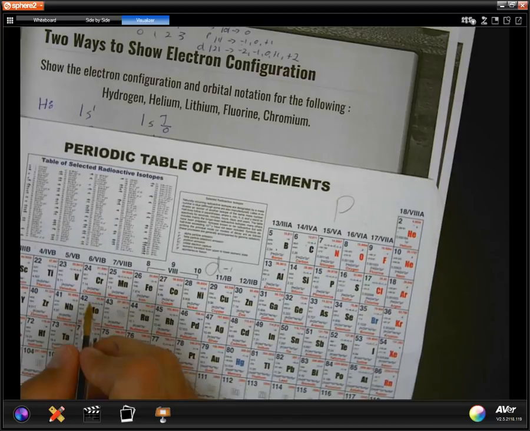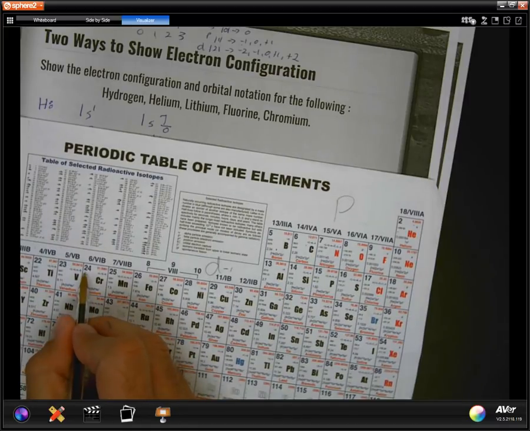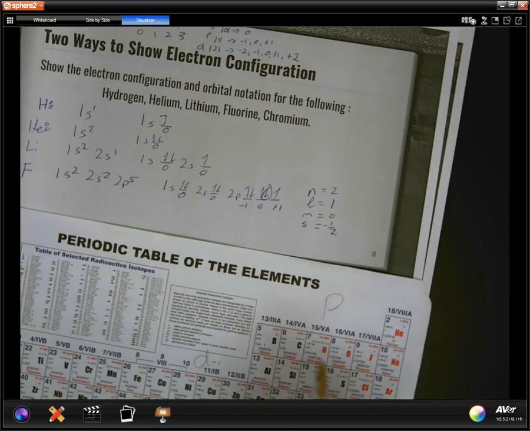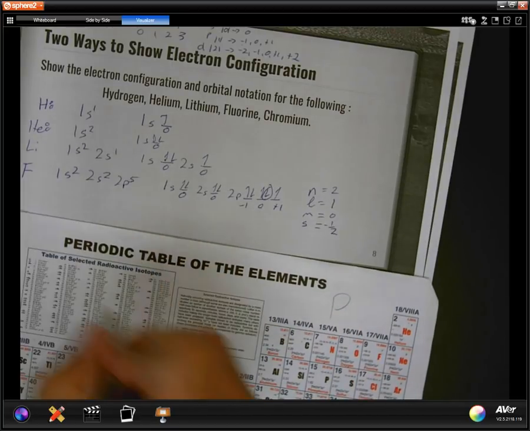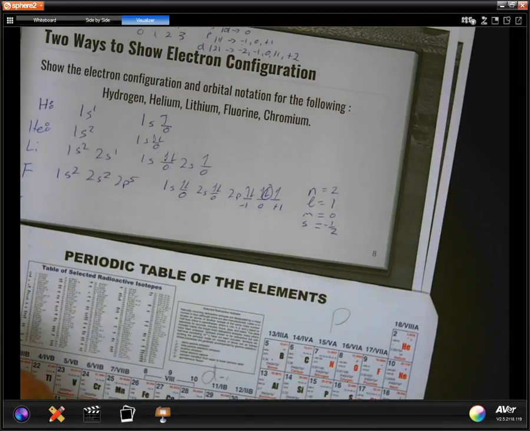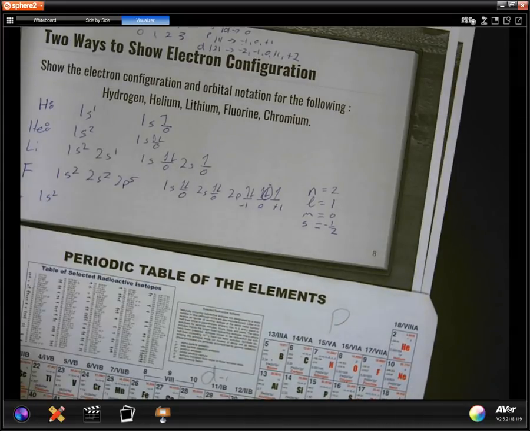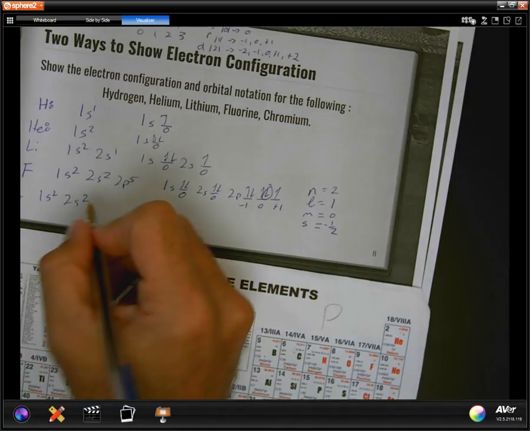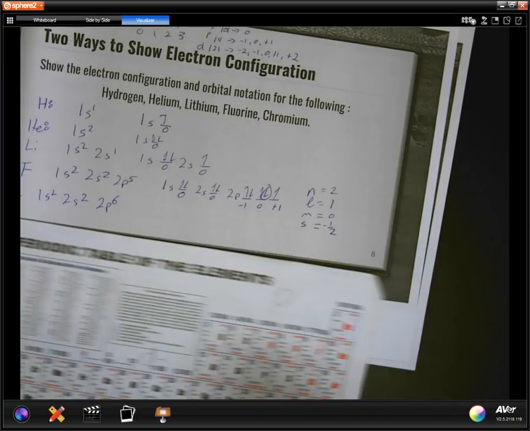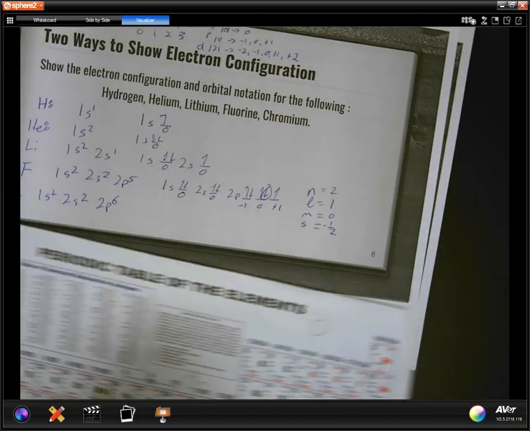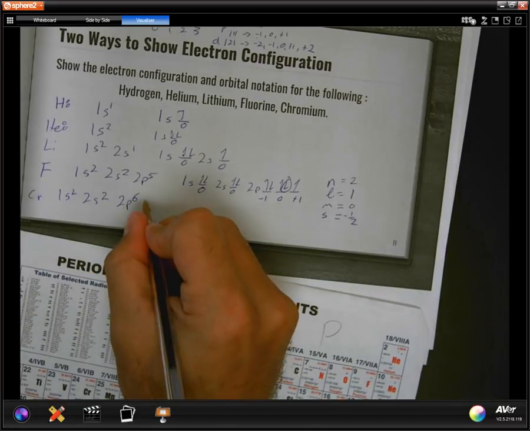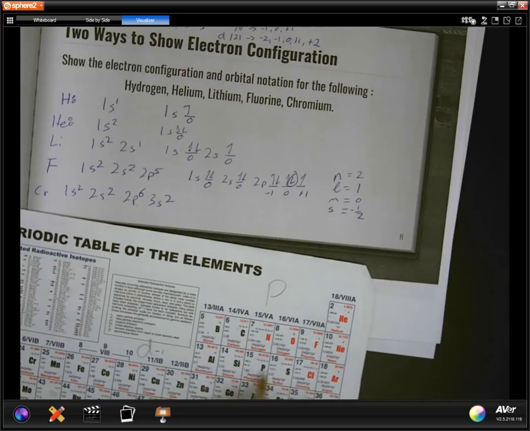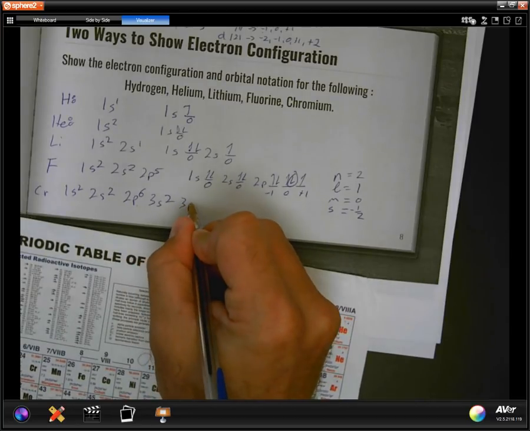So chromium is here with 24 electrons. The first 3 energy levels are going to be exactly like what you just did with fluorine. So let's go ahead and do that. We got chromium right here, Cr. For the orbital notation, I would write 1s2, check, 2s2, and then 2p: 1, 2, 3, 4, 5, 6, so it's 2p6. Now we're jumping down here to 3s2. Now we're jumping over to 3p: 1, 2, 3, 4, 5, 6. There's 6 electrons in 3p, so we have 3p6.